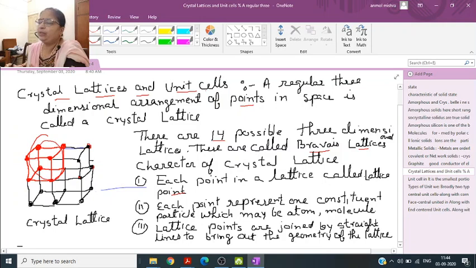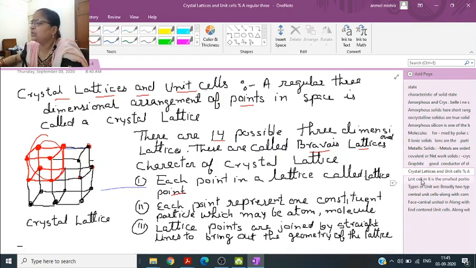So here the main point is that each point in a crystal lattice is called a lattice point, and each point represents one constituent particle, which may be an atom or molecule. The lattice points are joined by straight lines to bring out the geometry of the lattice. I have drawn the structure of NaCl. So NaCl has a cubical structure.